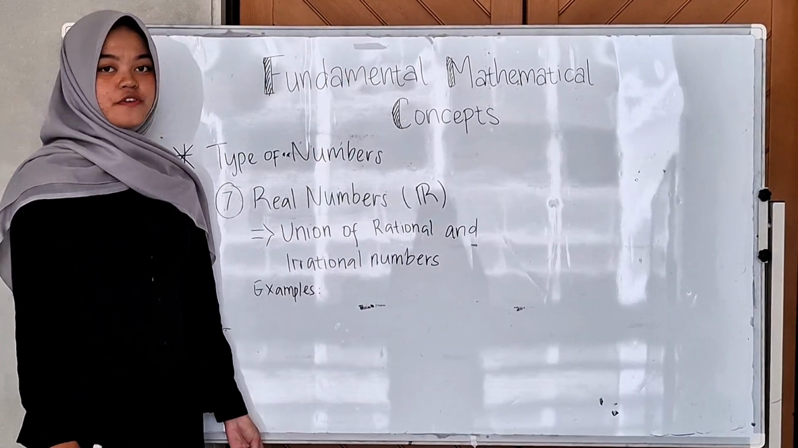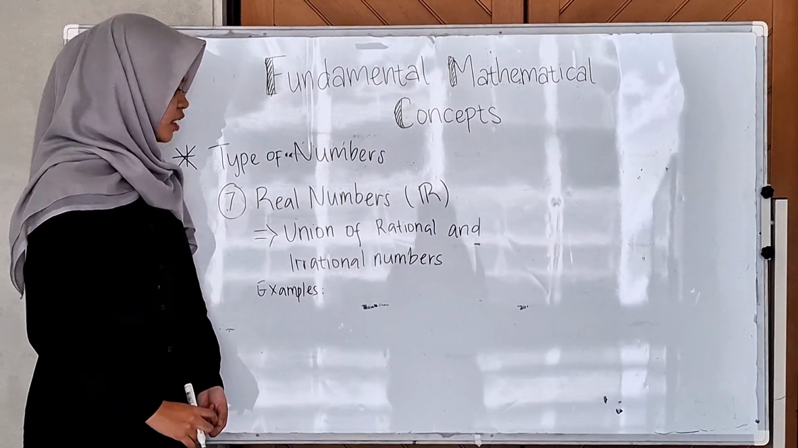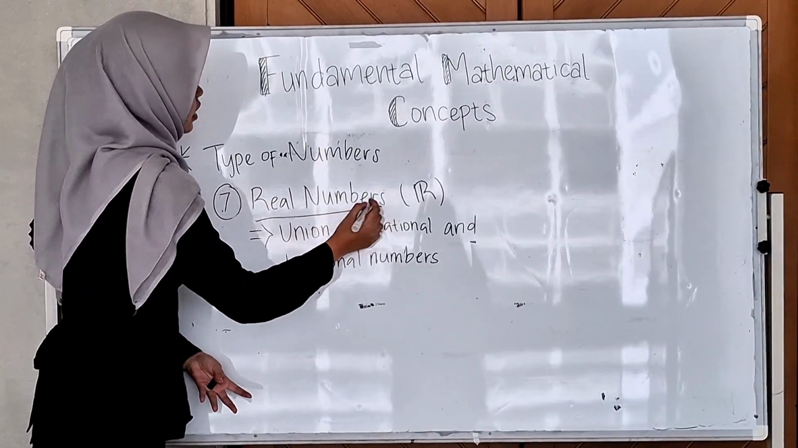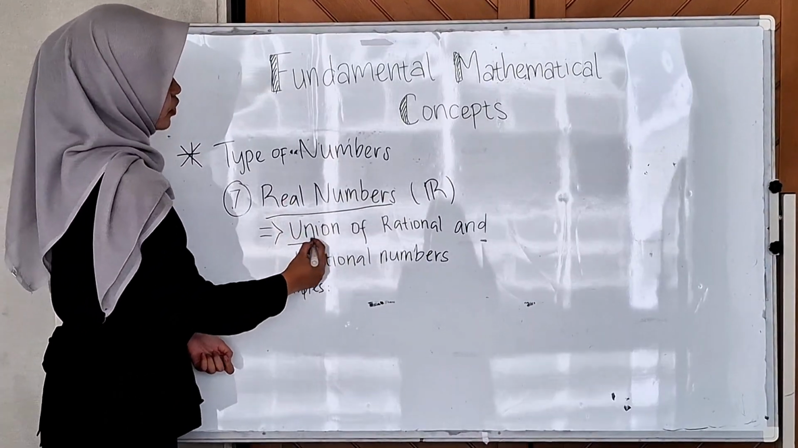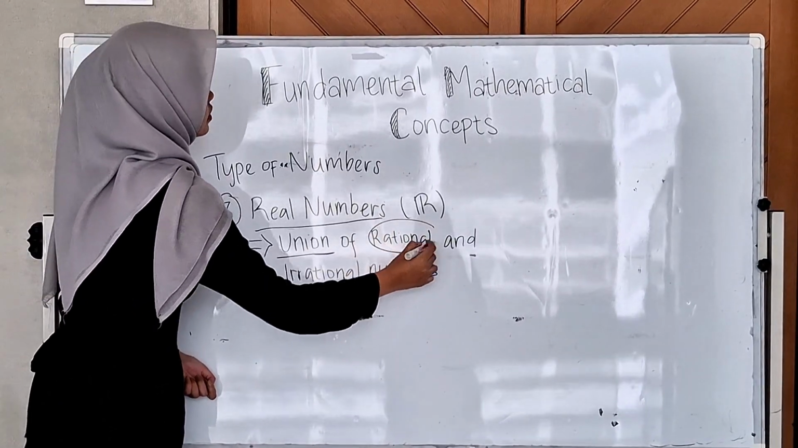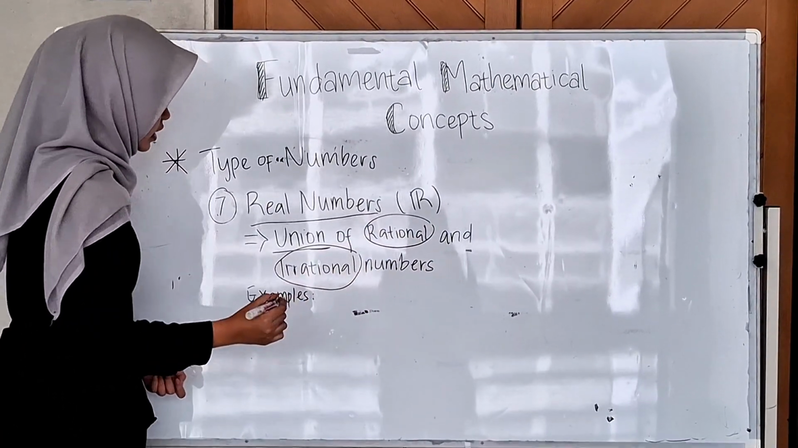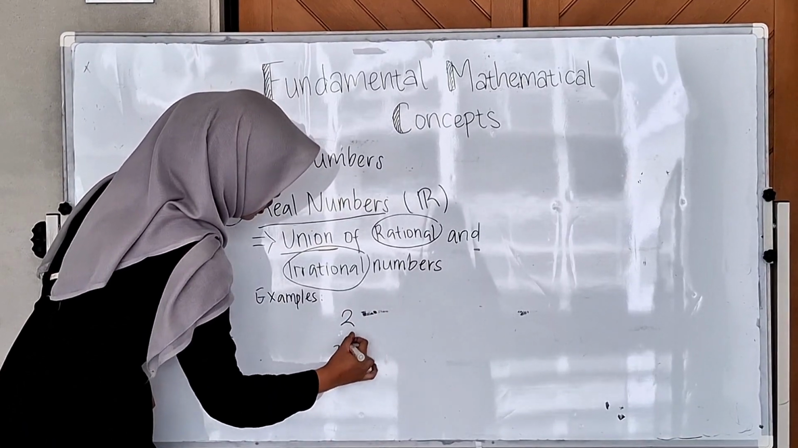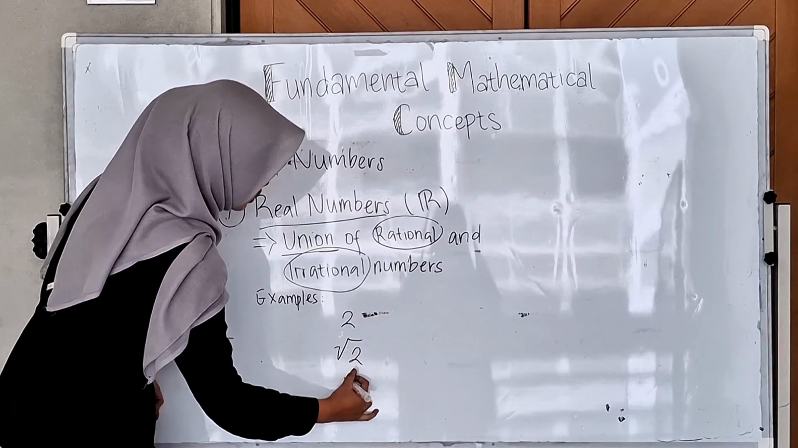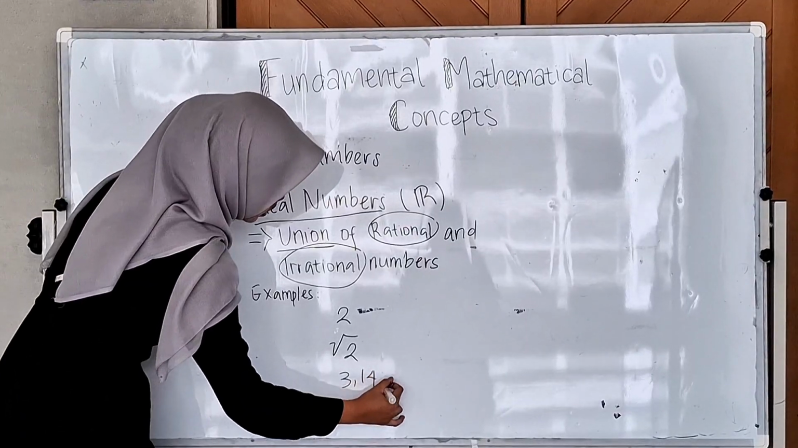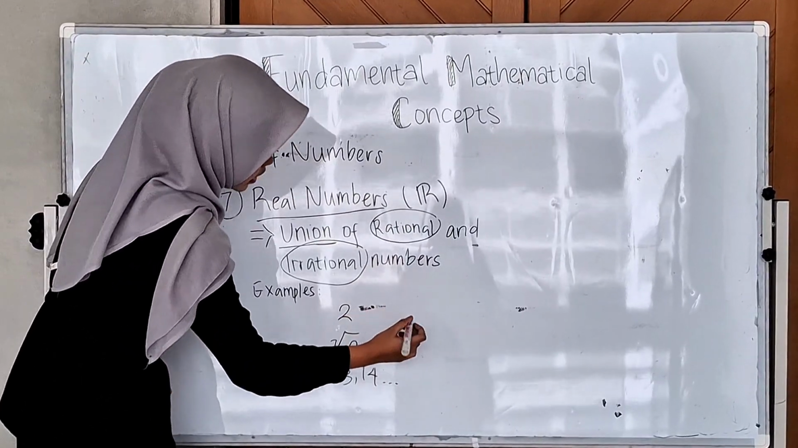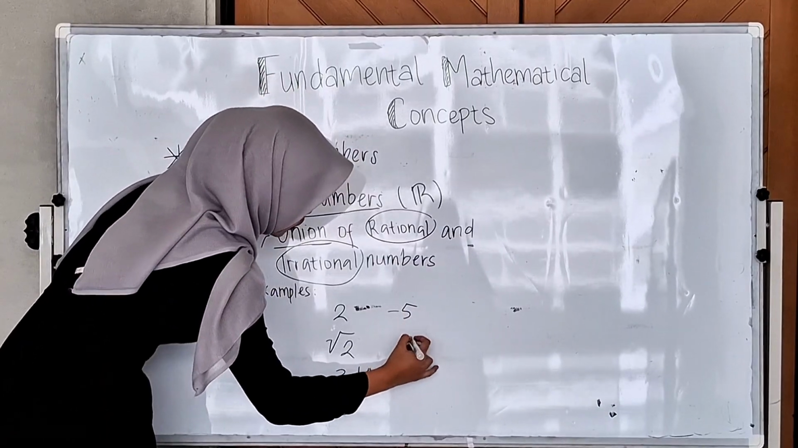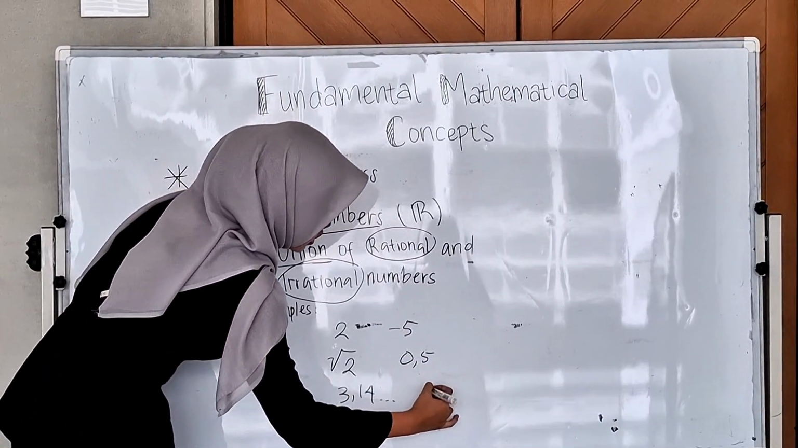Okay, next, from the two types of numbers, rational and irrational numbers, we can combine them into the category of real numbers. Like the definition, real numbers are the union of rational and irrational numbers. So, for the examples, there are 2, square root of 2, 3.14, and so on. Then negative 5, 0.5, and etc.